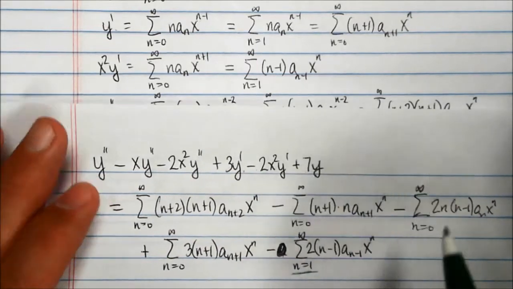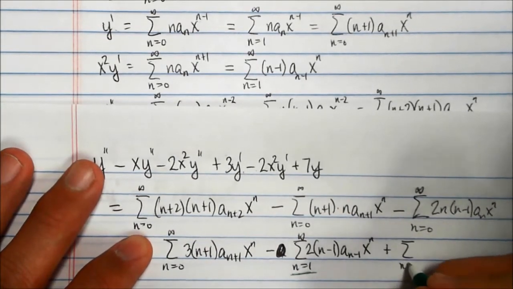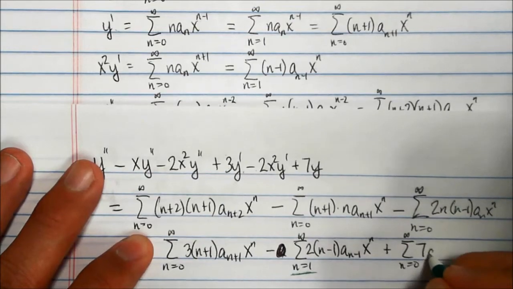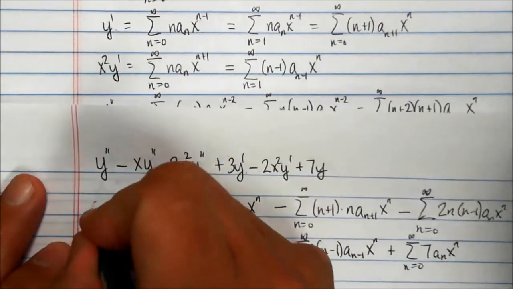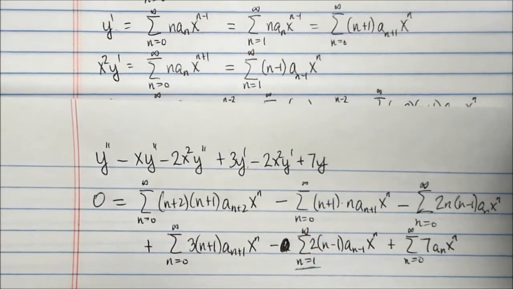Okay, finally plus 7y. So plus summation n equals 0 to infinity 7 a sub n x to the n. And all that is supposed to be equal to 0.